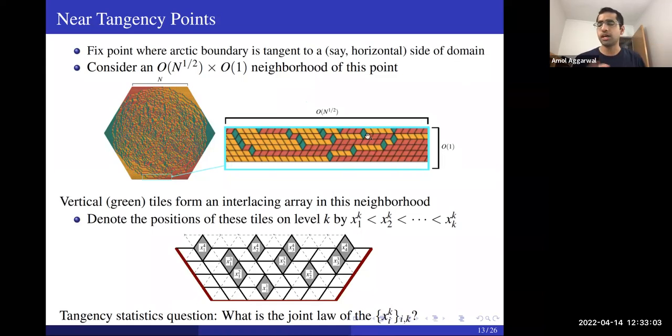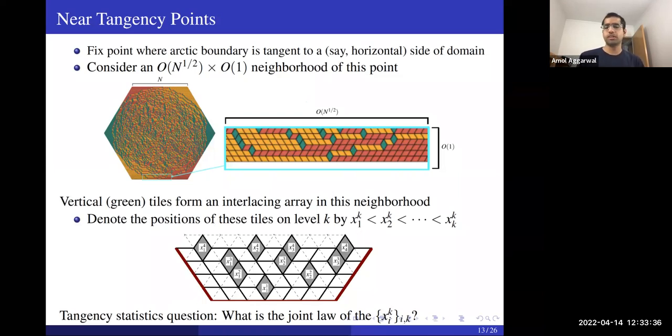So you can see that these green tiles, just by this example, and it's not so hard to convince yourself combinatorially that this is true, form an interlacing array in this neighborhood. Every green tile is between the 2 green tiles above it, which are in turn between the 2 green tiles above them, etc. So any 2 consecutive green tiles in row K have some green tile below them in row K minus 1 that lies in between them.